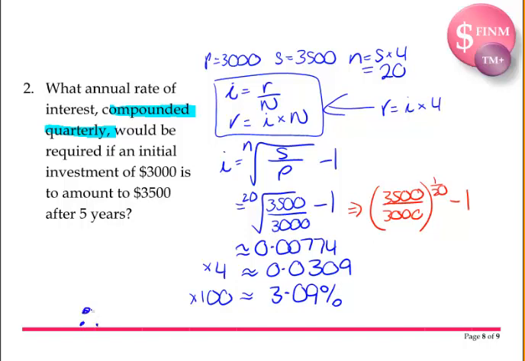I've kind of run out of room. You can see from the textbook the periodic rate of 0.7774%, so the annual rate would be 3.096 or 3.09%. Now note in the textbook they've got that 3.096. That's because they have used a rounded amount to find the percentages, whereas I've used my exact amount from my calculator each time.